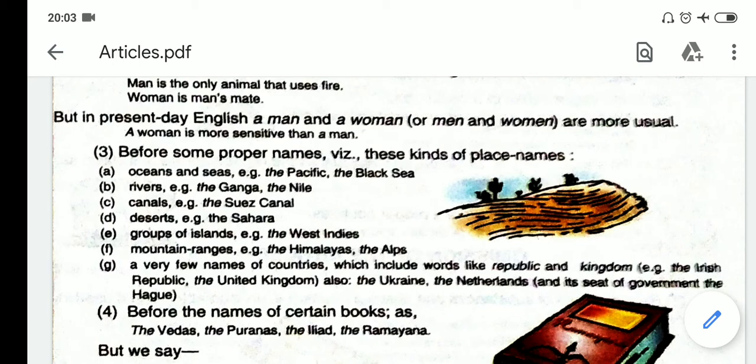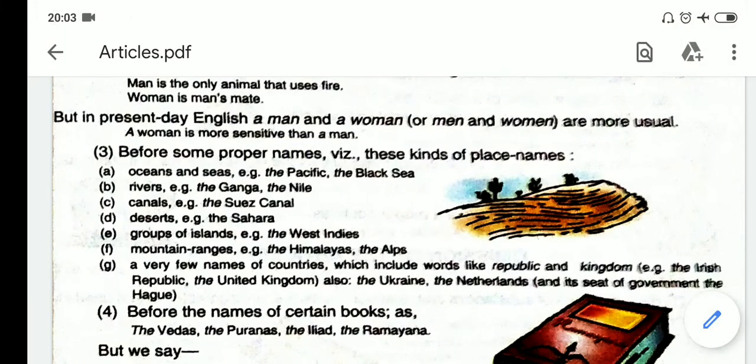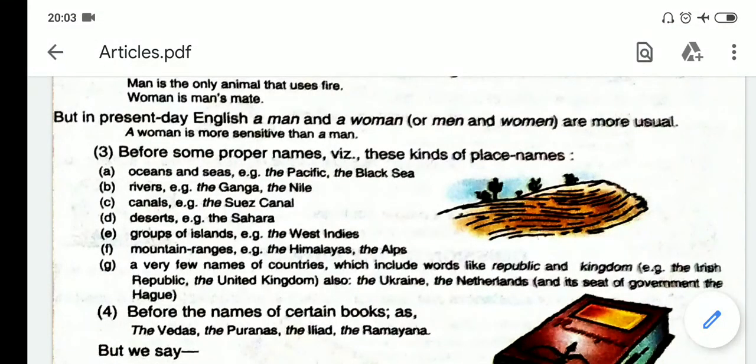In nouns we are only talking about names. We are not talking about the thing or the place, we are only talking about the names, because names are nouns. So before some proper names, like Lahore is a proper name, but only with some proper names. The examples are given: oceans and seas, the Pacific. Pacific Ocean, right, so we use the article the before the proper name Pacific. The Black Sea. Rivers, for example, the Ganga, the Nile, before the canals, the Suez Canal, and so on.